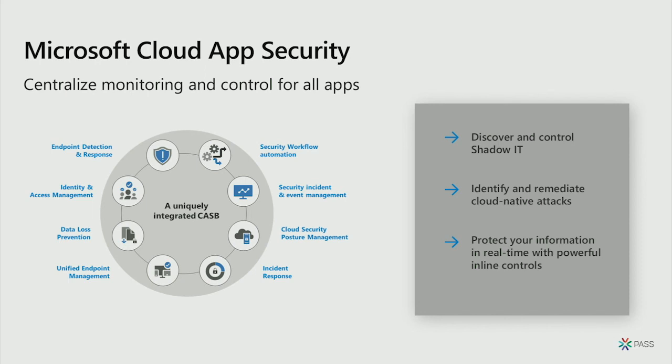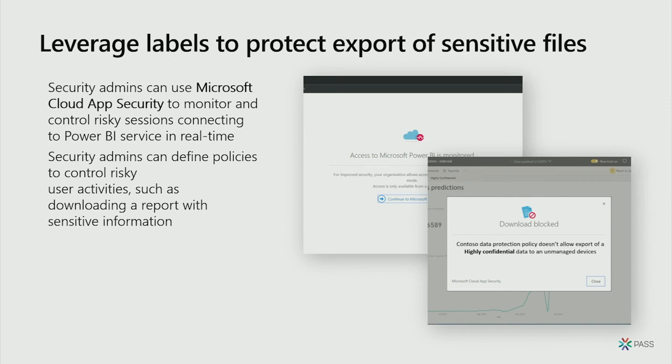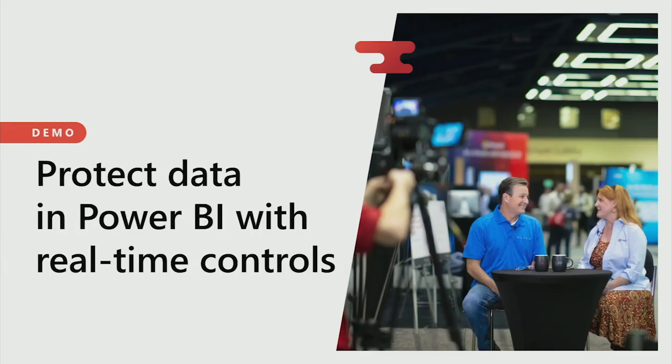With Microsoft Cloud App Security, we call it MCAS, Microsoft provides good user activity visibility and real-time controls to enforce organization policy. Microsoft Cloud App Security is integrated with the Microsoft Information Protection sensitivity labels I just showed you. So for instance, it can control or even prevent risky user activities by assessing in real time the labels assigned to data in Power BI reports, dashboards, datasets, or dataflows. Okay, now let's see how that works.